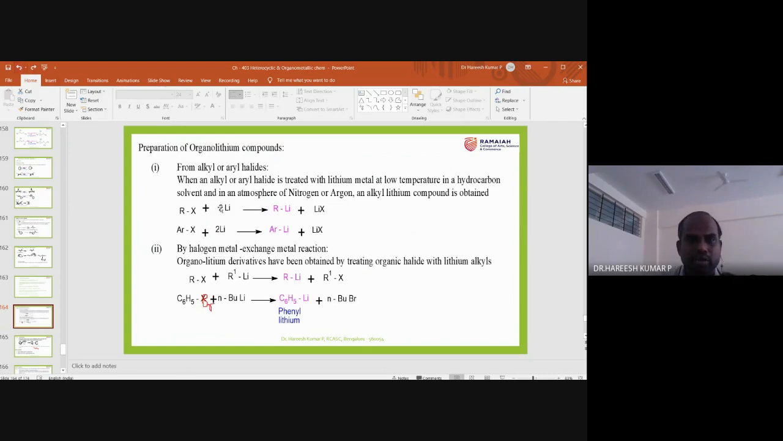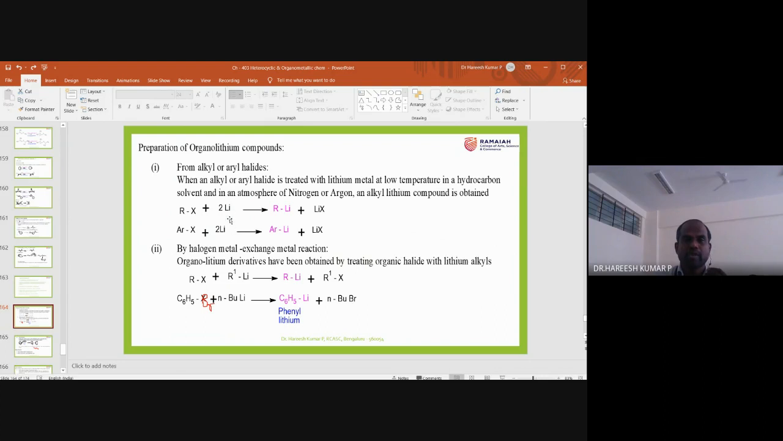Yes, see, look here, here it's there. So, preparation of organolithium compounds from alkyl or aryl halide. So what happens? Here I am taking RX, an alkyl halide, and ArX, where Ar stands for aromatic, an aryl halide. When the alkyl halide or aryl halide is treated with a metal, here lithium is the metal, a brown colored lithium metal.